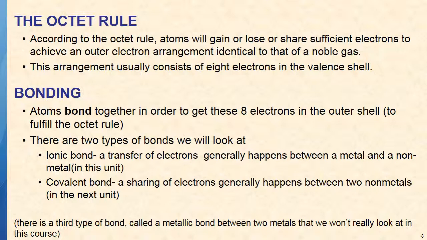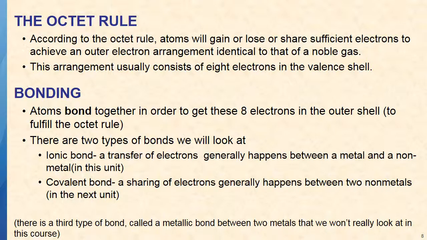Okay, so this leads us to something called the octet rule. According to the octet rule, atoms will gain or lose or share sufficient electrons to achieve an outer electron arrangement identical to a noble gas. In other words, all the elements want to have 8 electrons in their highest energy level. Of course, with the exception of helium and a couple of others that can't have 8 because they're only in the lower shell. So the octet rule basically means that an atom wants to have 8 electrons in its highest energy shell, or its valence shell.